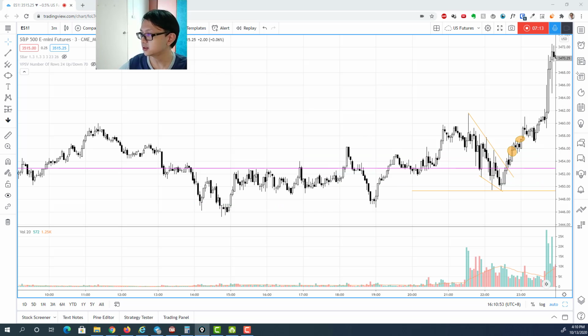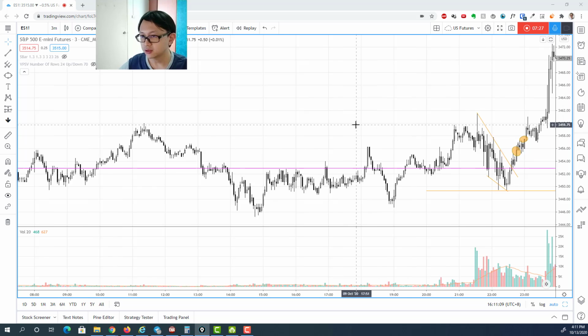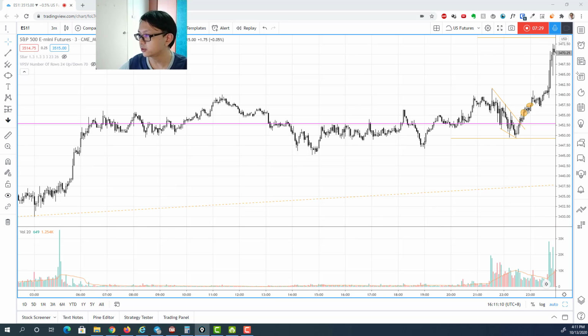So definitely this is a valid level, or a good level to watch, because the price is actually respecting the level. It's not just that I say that 34.50 is a round number, or something from the previous high, but we can actually see how the price interacts at this level. So definitely that's a valid level to pay attention to.